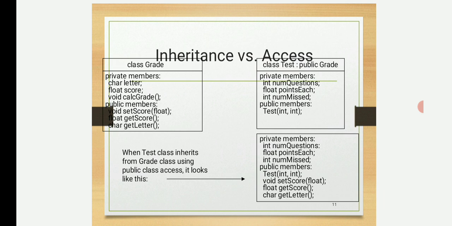And public member Test function is created, right? So when the Test class inherits from the Grade class using public class access, it looks like this. Private members int numQuestions, float pointsEach, int numMissed, public member Test init. Automatically all the public members we are having in the Grade class should also be inherited into the Test class. So we are having public members setScore and getLetter. Those should be derived into the Test class, right?